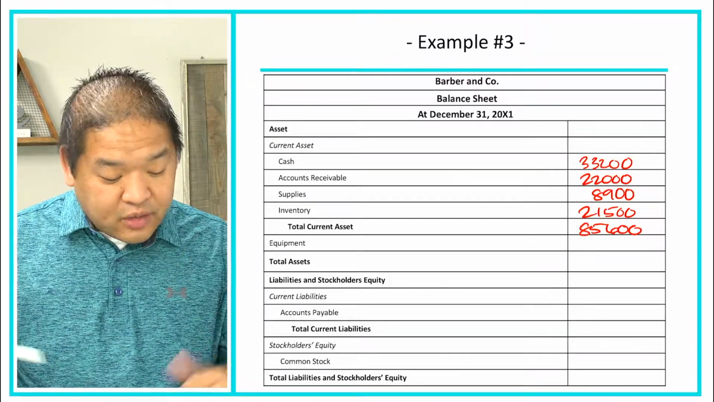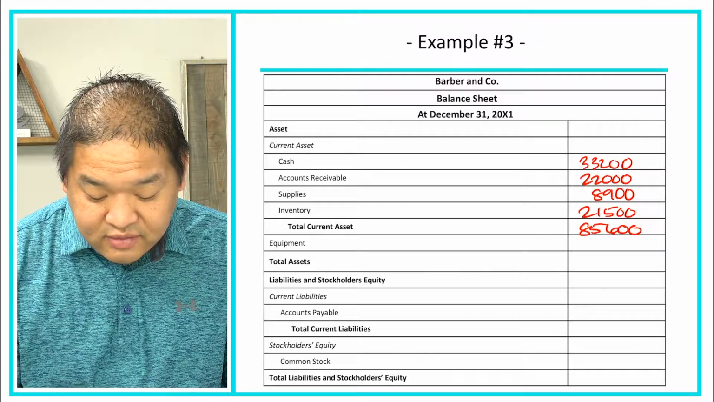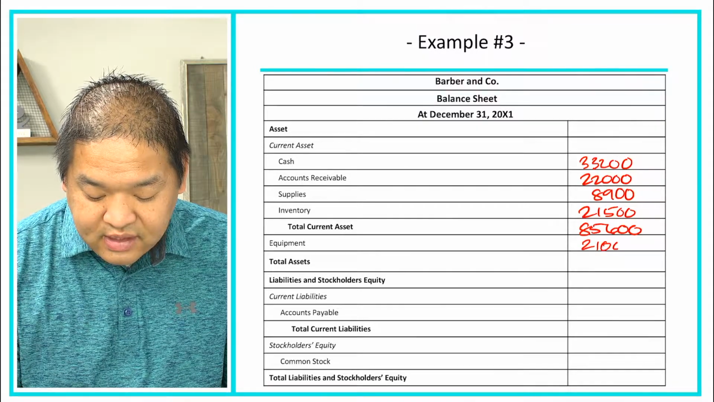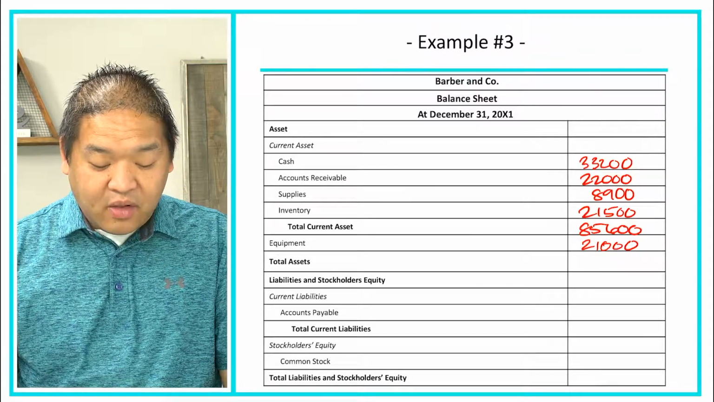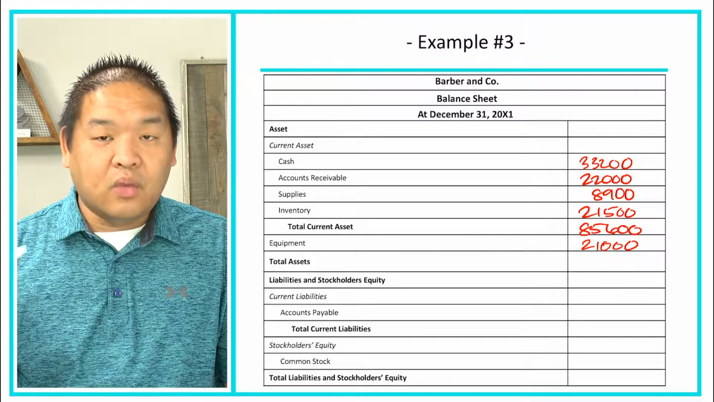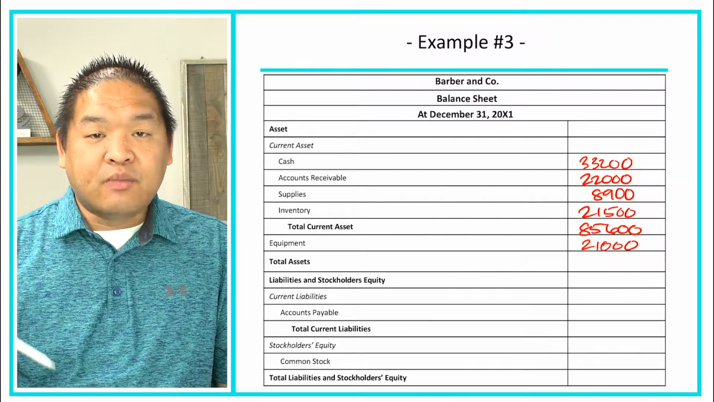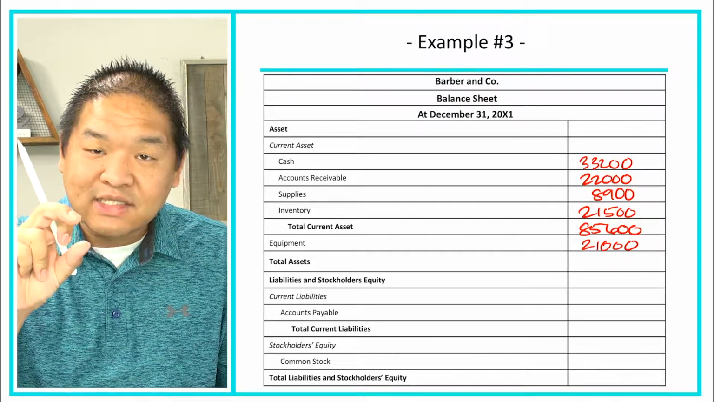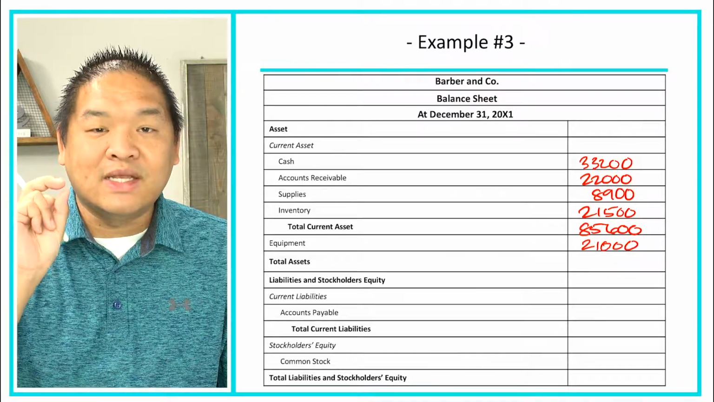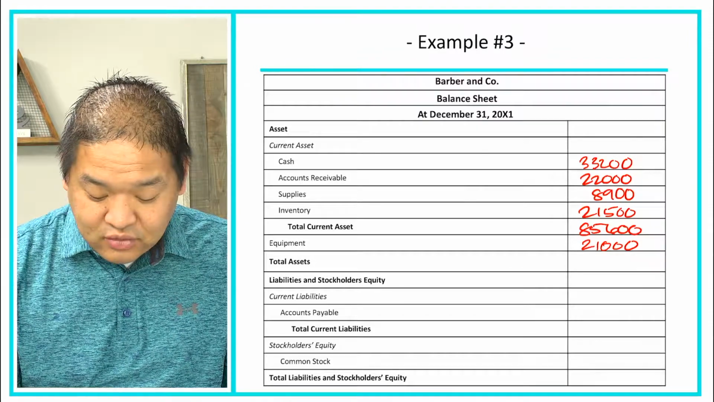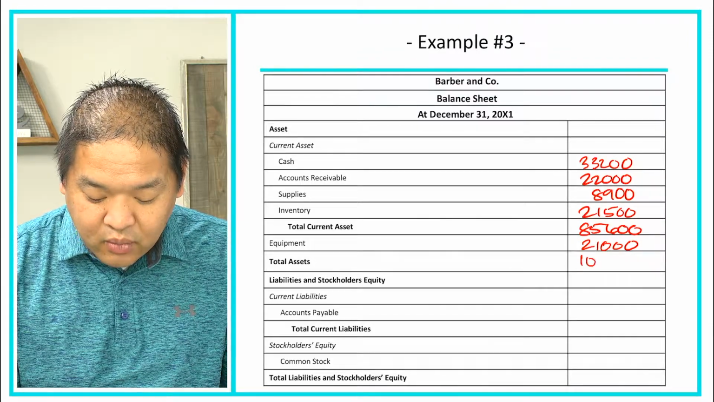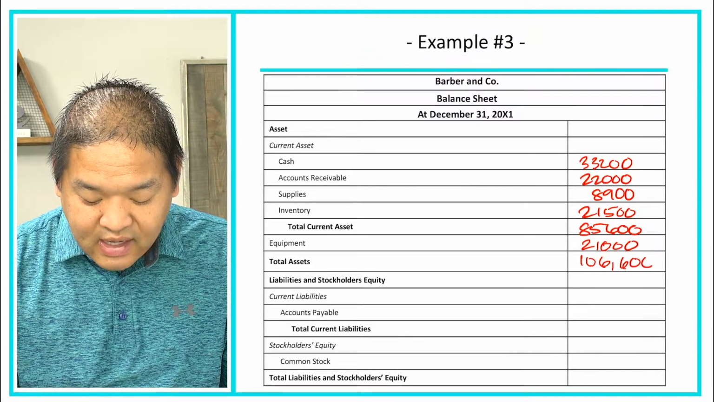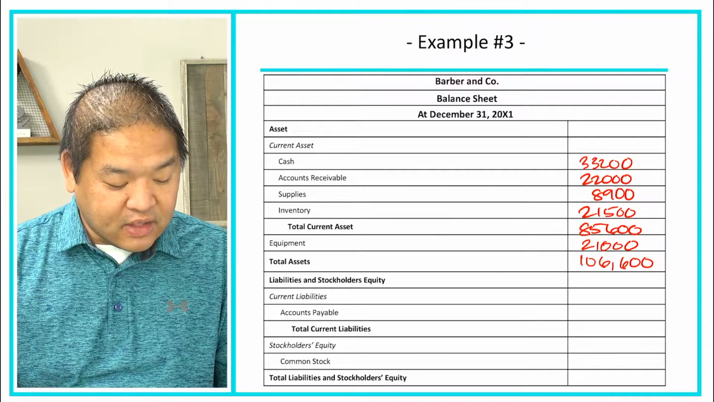All right, moving on to the equipment. Equipment here is $21,000, so we'll put $21,000 next to the equipment, and then we'll add up all our assets. Remembering that we don't want to double add the numbers above. We've already added all the current assets, so we just need to add the current assets plus the equipment that would give us our total assets. So in this case, adding those two numbers, we get $106,600.